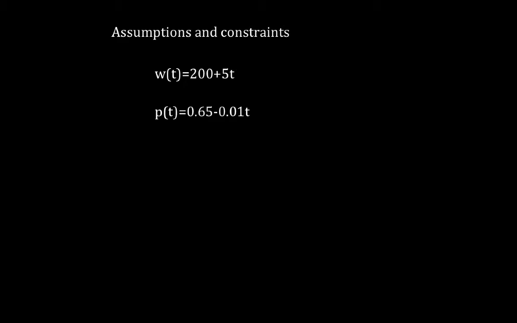Then P(T), price for pigs. So we see the market price for pigs is 65 cents. So that's why we use 0.65, that is the market price, but it's falling 1 cent per day. It goes down when we keep the pig. Therefore, it should be minus 0.01T.